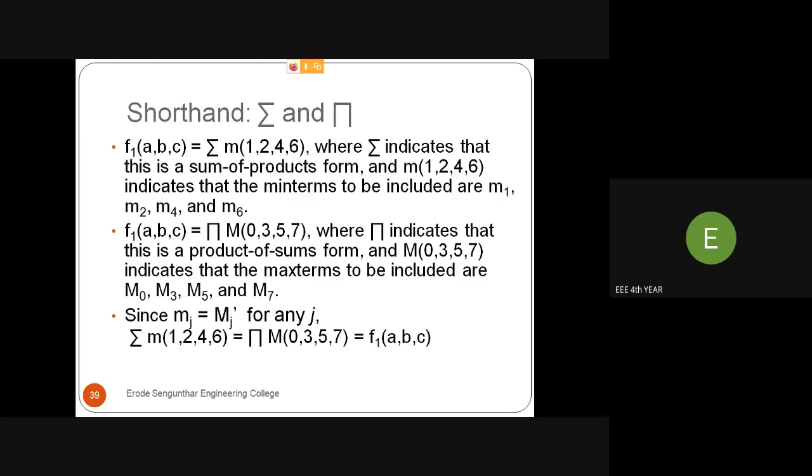Next, F1 of a, b, c is equal to pi of M of 0, 3, 5, 7 if the given value is like that, where pi indicates that this is the product of sums form, and capital M of 0, 3, 5, 7 indicates that the maxterms to be included are M0, M3, M5 and M7. Since mi is equal to Mj bar for any j, summation m of 1, 2, 4, 6 is equal to pi M of 0, 3, 5, 7, which is equal to F1 of a, b, c. So minterm is complement to maxterm.